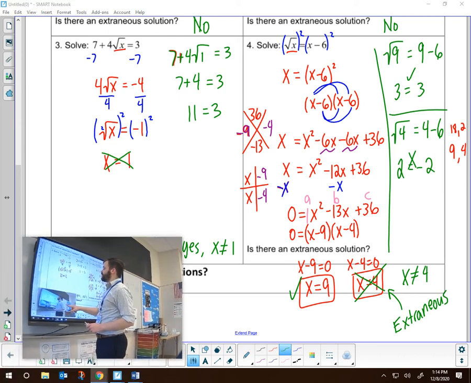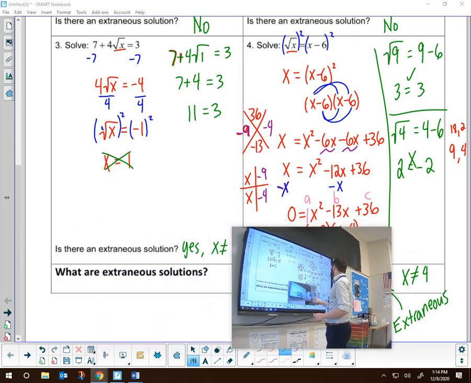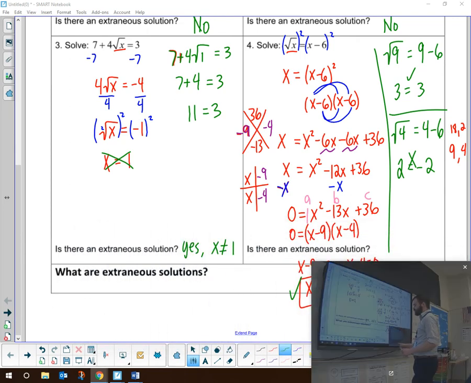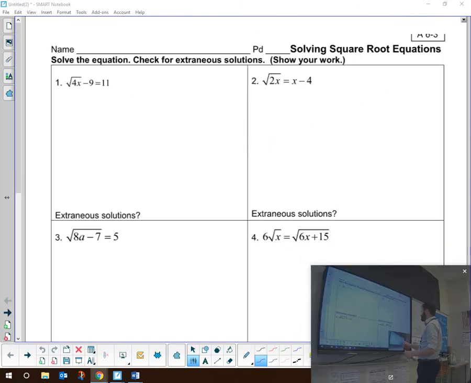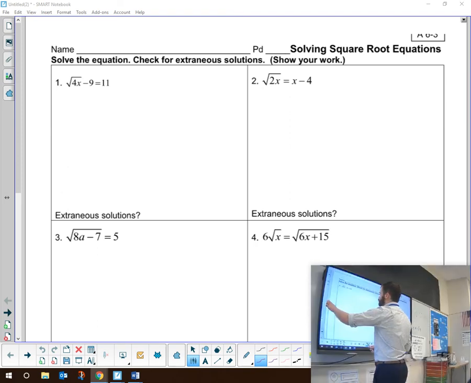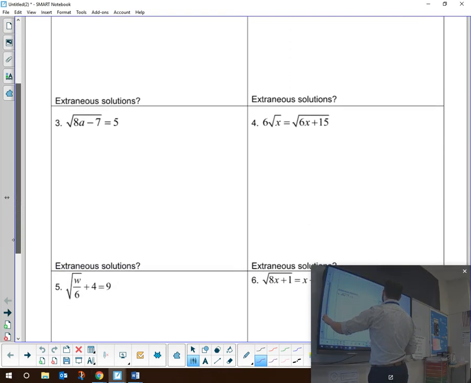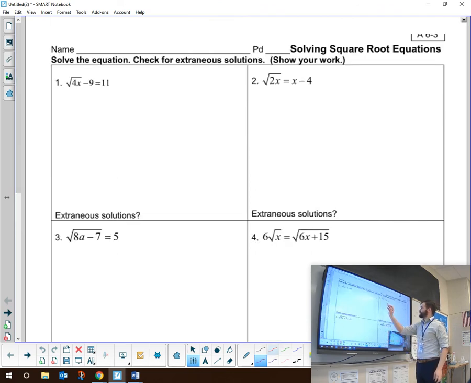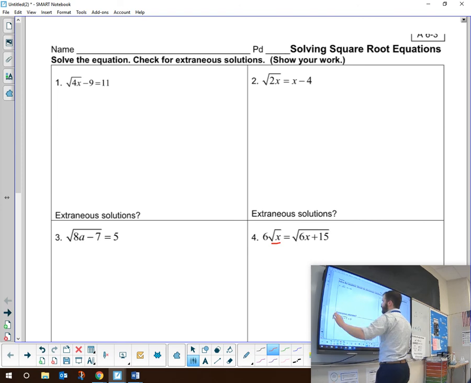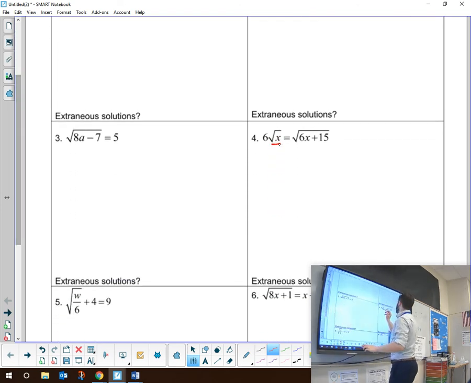I wanted to take a moment, though, and go over one with us on our homework. So I'm going to pull up our homework for today's lesson, okay? And I wanted to go over number 4 with you. Number 4, we have 6 square root of x equals square root of 6x plus 15. This is on your homework. So listen, even though this square root right there isn't isolated, there's a 6 there, there's nothing I can do. This other side's already filled up with the square root.